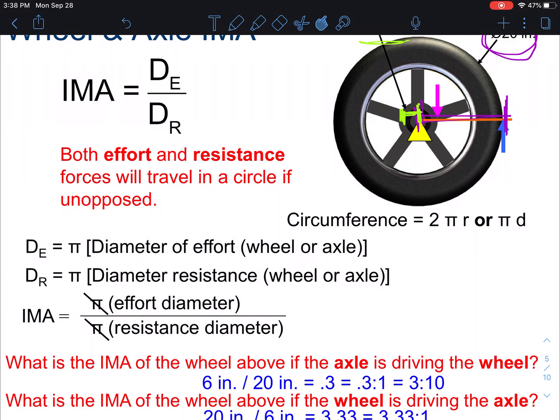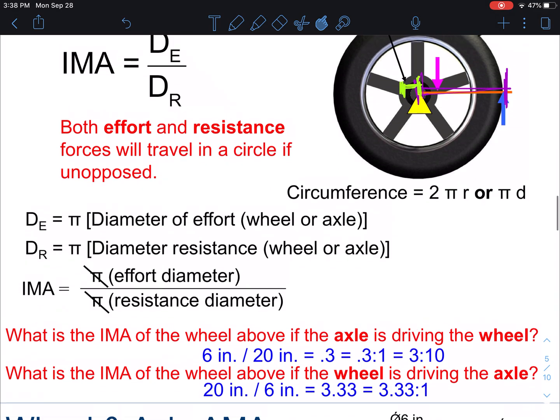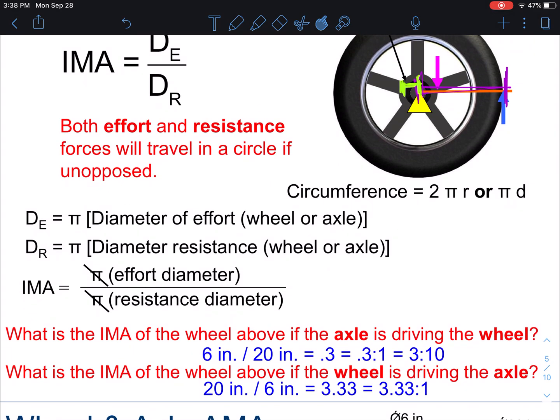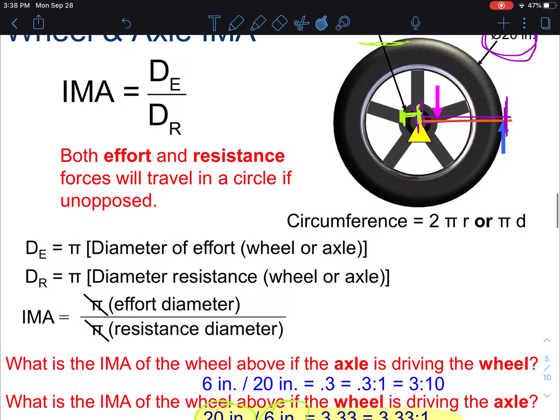So on the bottom here, you could actually make the axle your effort and the wheel the resistance, but I'm just going to go at it as a more common way of looking at it, and that's this one down here. On the bottom, our effort distance is 20, and that's the radius of the wheel, and this is the radius of the axle. So it's 20 divided by 6. And you say, well, I thought it was the circumference. Well, it is the circumference, and we're comparing the circumference of the wheel to the circumference of the axle.